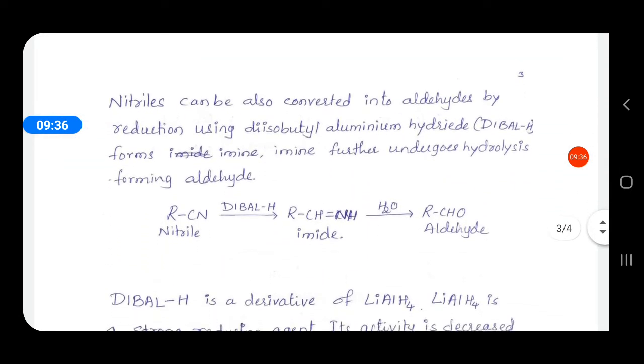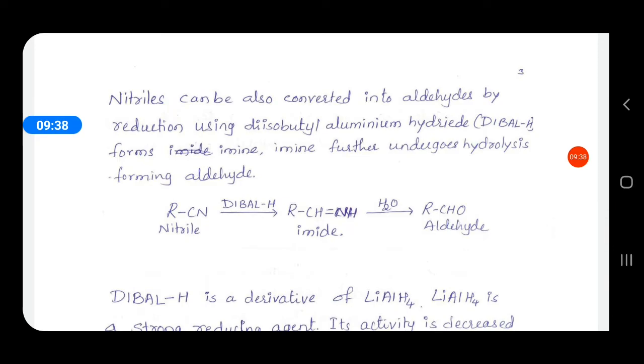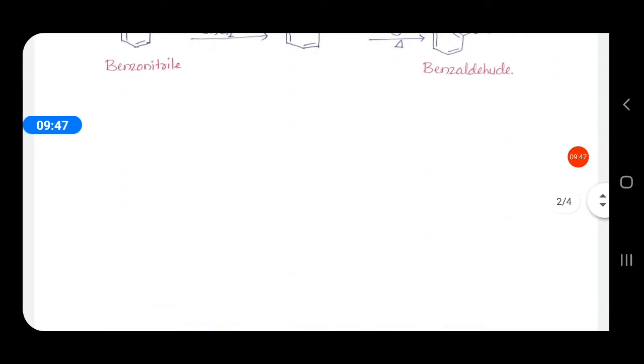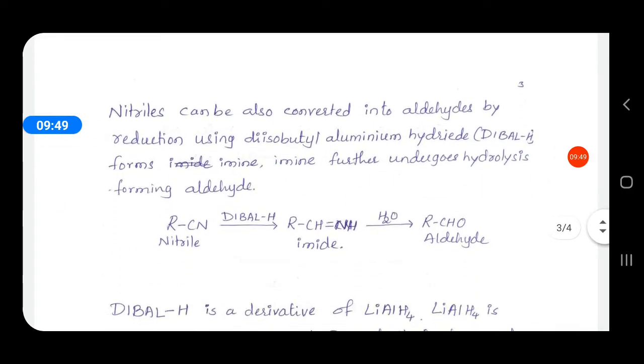Here nitriles can also be converted into aldehydes. In this reaction, nitriles on reduction with stannous chloride and HCl give aldehydes. This is called Stephen's reduction. Other than this, nitriles are also converted into aldehydes by reduction using diisobutyl aluminium hydride. It is called DIBAL-H.